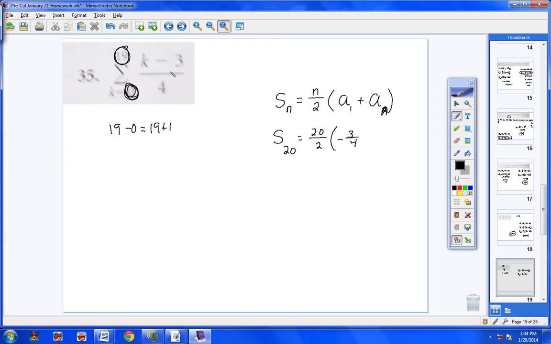So 19 minus 3 is 16. 16 over 4 is 4. So we add 4. So we really have 20 over 2, which is 10. And then we have 4 minus 3/4. I'm going to go ahead and make it a decimal. You're going to get 3.25. And then when you multiply that by 10, you're going to get 32.5. The back of the book has 65 over 2, which is the exact same thing as 32.5. Okay, so there we go.